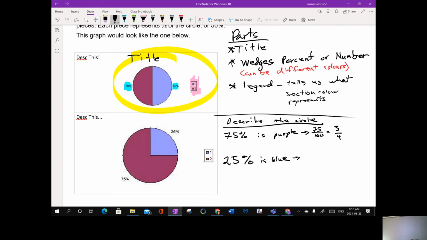That is the same as saying 25 over 100, which is the same as saying 1/4. We could have said it's 1/4 blue, 3/4 purple. We could have said it's 75 out of 100 purple or 75%. All of those things could have been said to describe this circle right here.